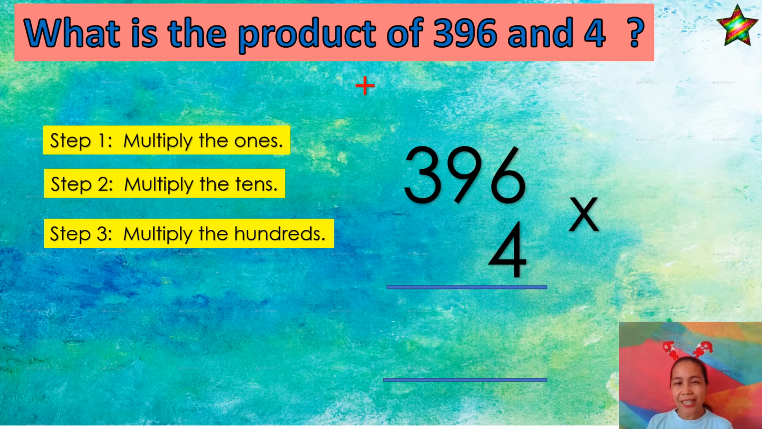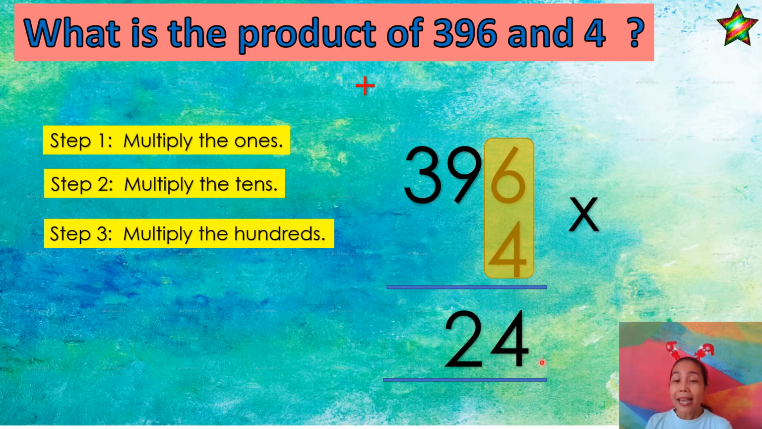Let's read this question. What is the product of 396 and 4? Let's write 396 times 4. What's the first step? Multiply the ones. All right, so either 6 times 4 or 4 times 6. What's the answer? You are correct. It's 24. So, write 4 and carry 2.